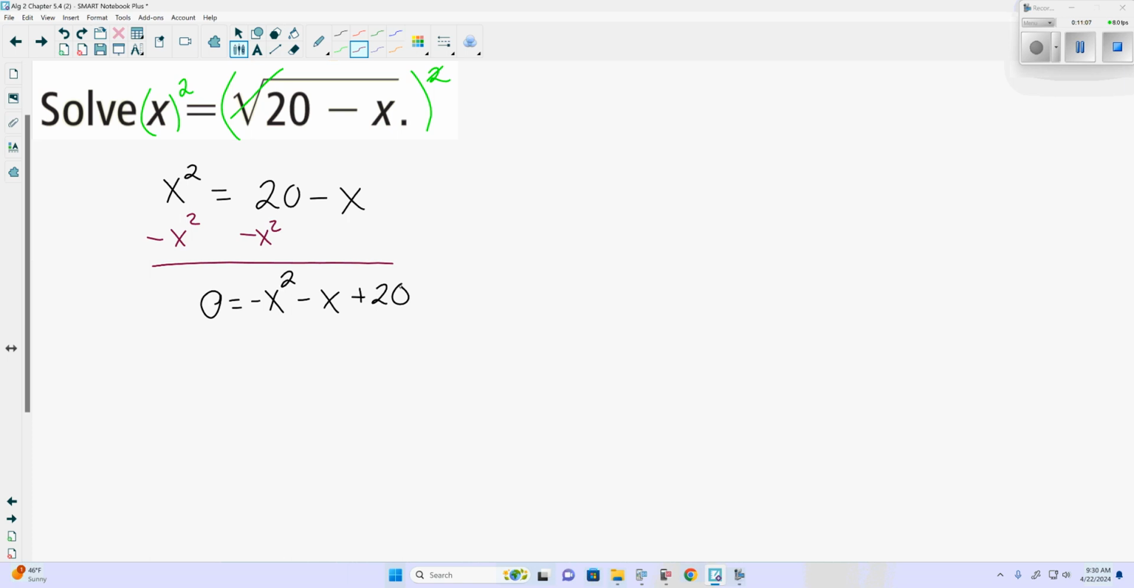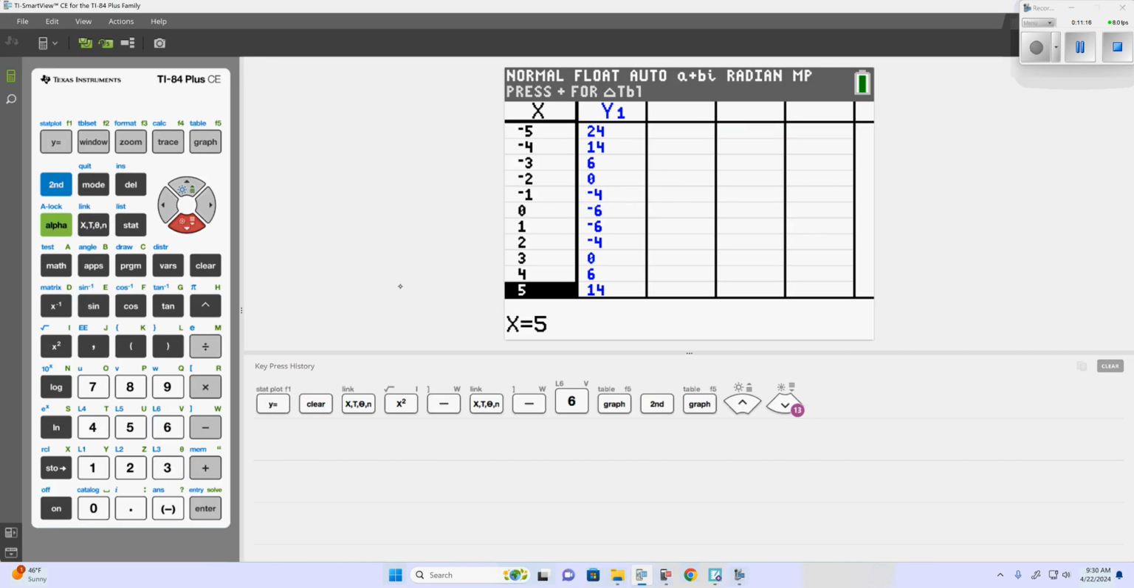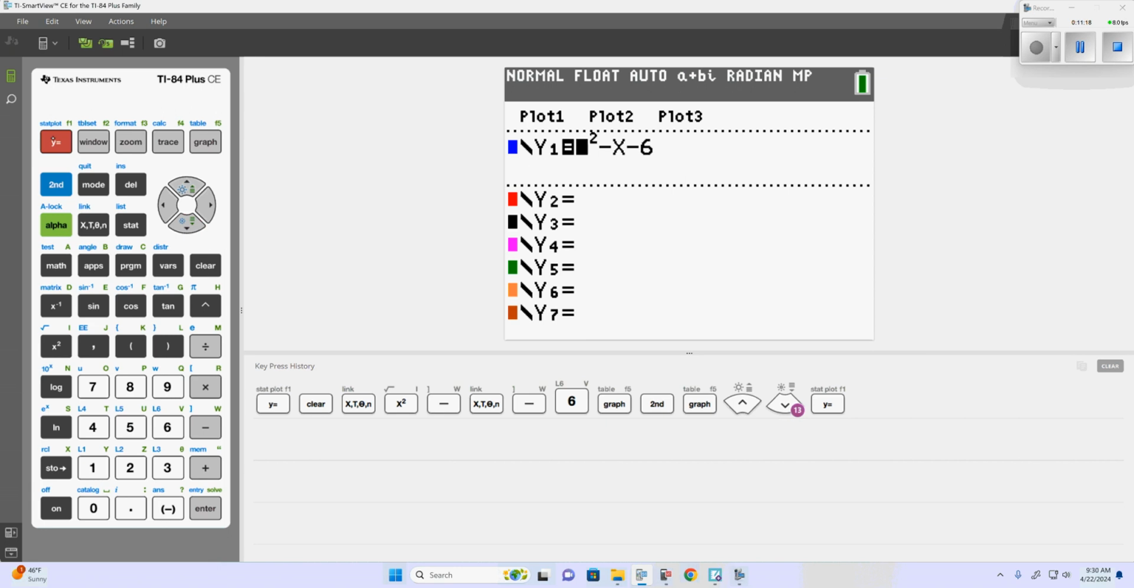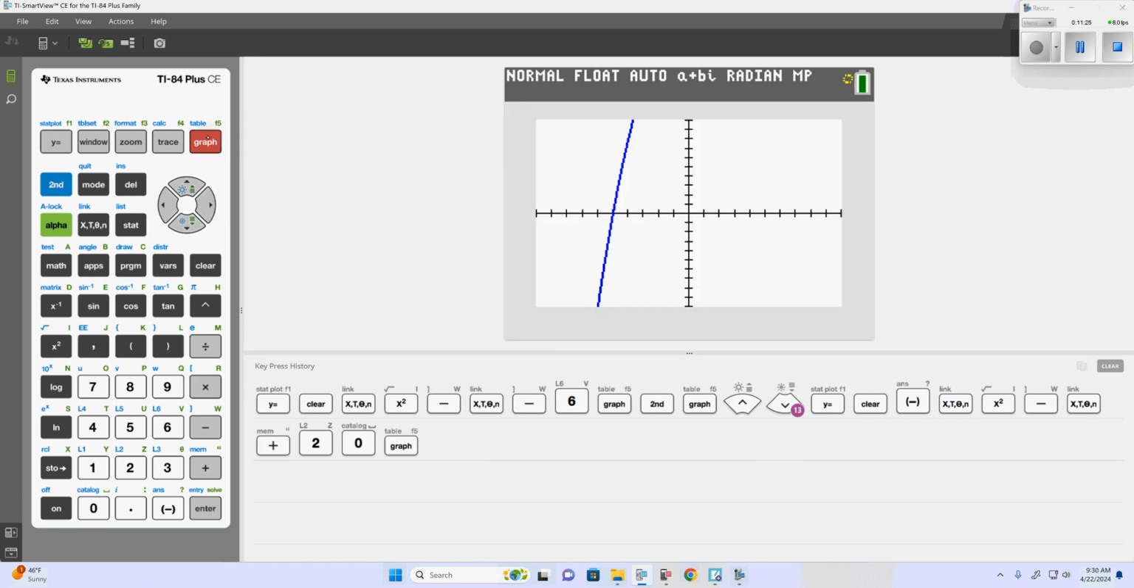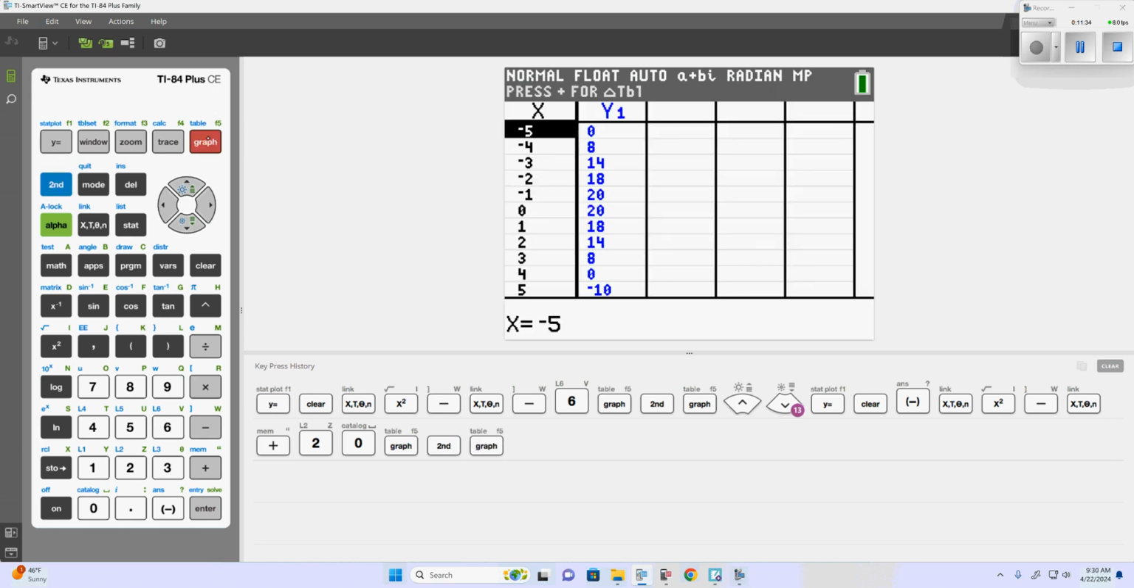If this doesn't graph nicely and we need to factor it, we can always multiply through by -1, adjusting those signs. It'll give us the same answer. We're using the graphing calculator. We can say negative x squared minus x plus 20. Does it give us 2 nice values? Well, yeah. And our answers are -5 and 4.